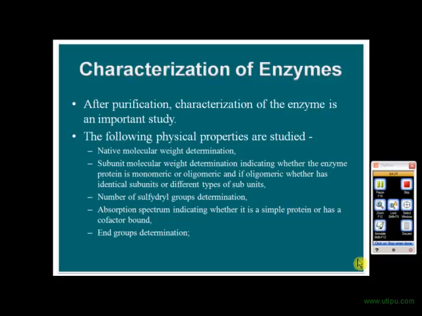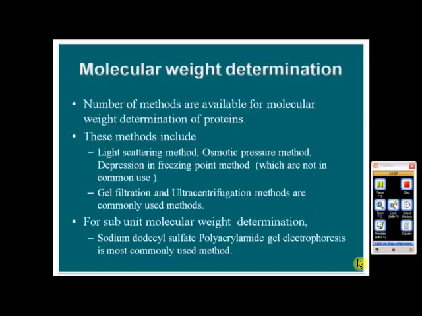And next, end group determination, or the end amino acid. Because if you take each and every enzyme or protein, they will have N-terminals and C-terminals. And during this end group analysis, you will also know if it has more subunits, because then the end group will vary for each and every subunit.